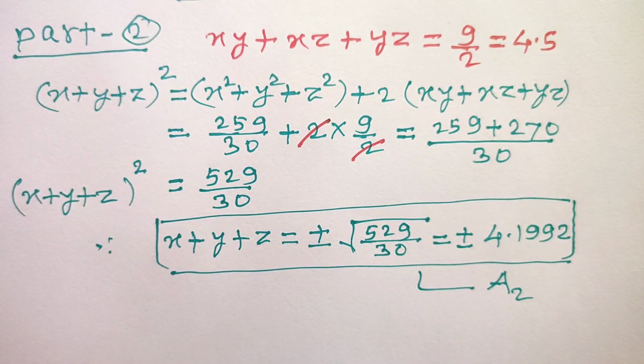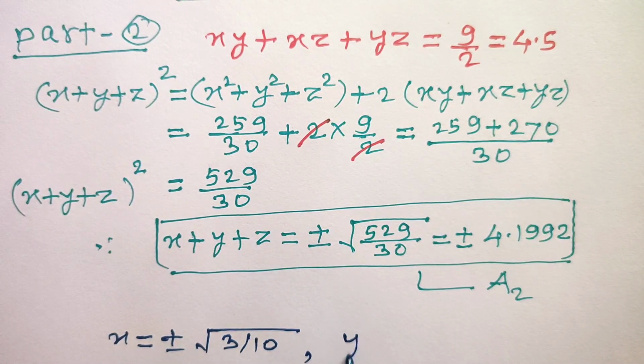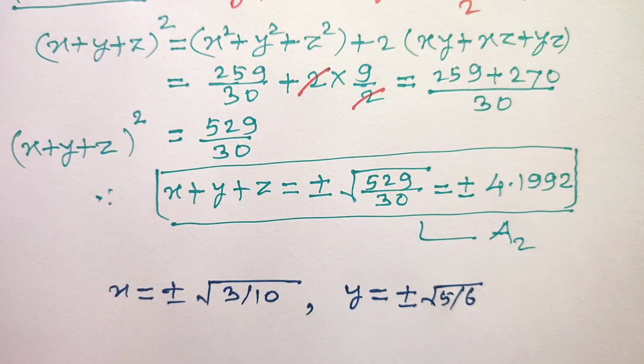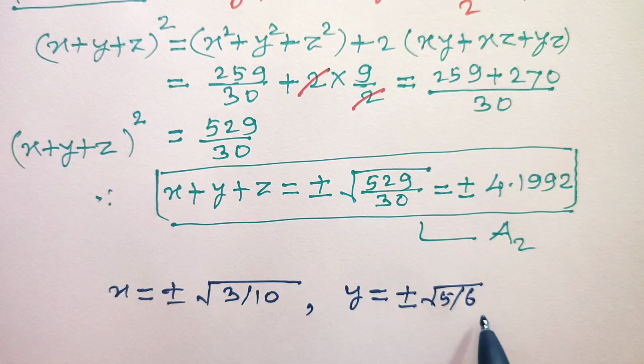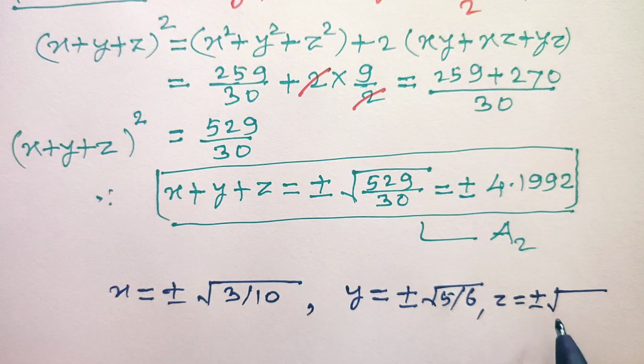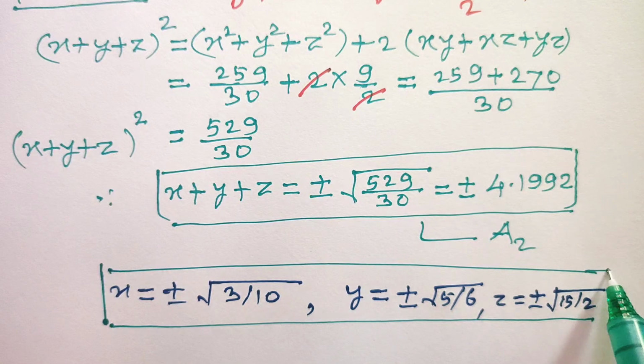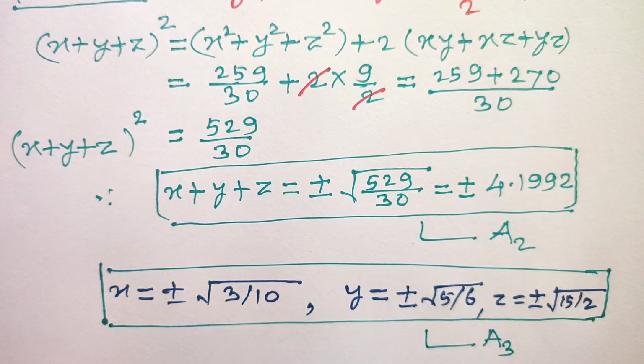From equation E, x is equal to plus or minus square root of 3 upon 10. From equation G, y is equal to plus or minus square root of 5 upon 6. And from equation I, z is equal to plus or minus square root of 15 upon 2. And consider this as answer number 3. In this way, we have obtained all three answers.